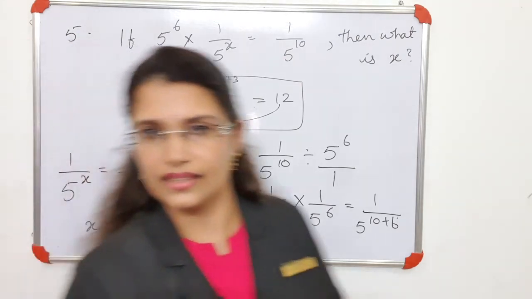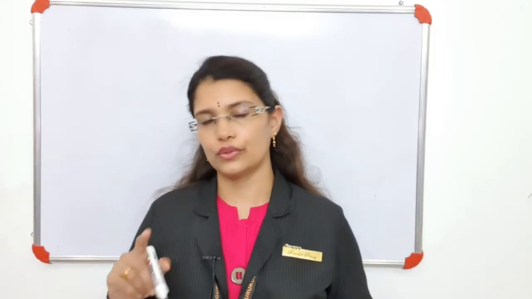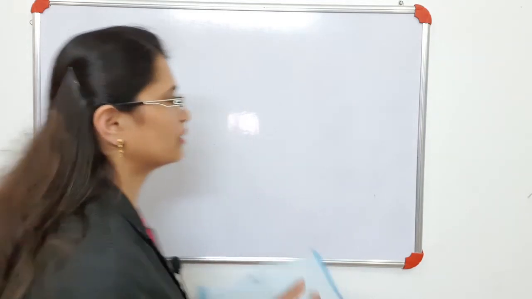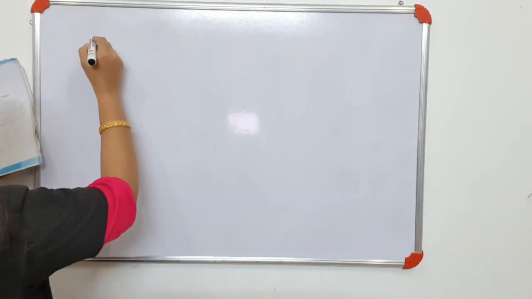Okay. Is this clear, children? Children, let's do the last question. Simplify. 3 questions are there. 2 questions you do it as homework. Third question I will do. First 2 you do it as homework.